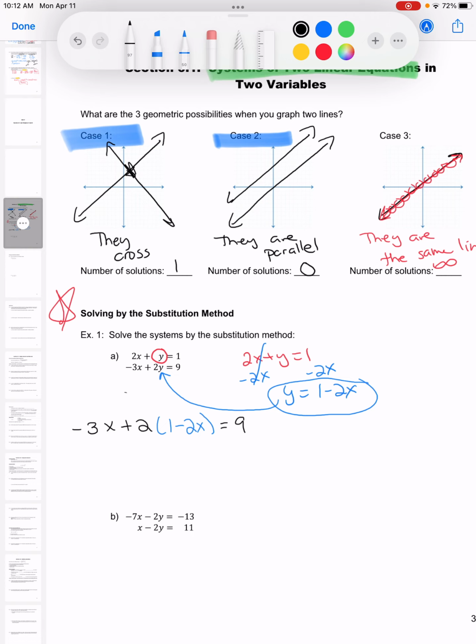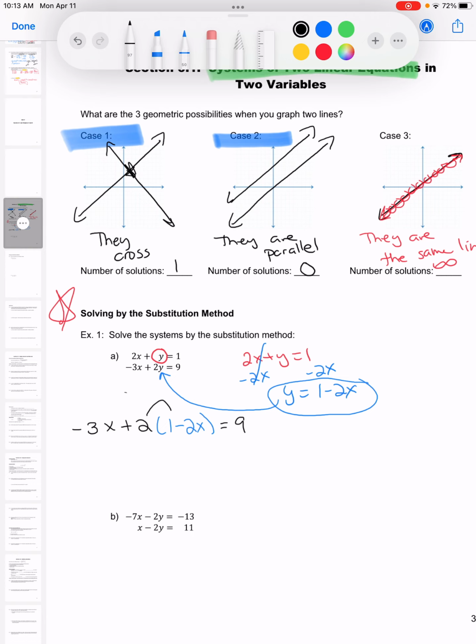This is why we call it substitution. We're replacing y with these other things. They're kind of nasty, but I can do this. Now, I'm going to solve. And I have to do this because to get a number answer, I can only have one variable in the equation. So instead of having an x and a y, I had to replace that so I only have x's.